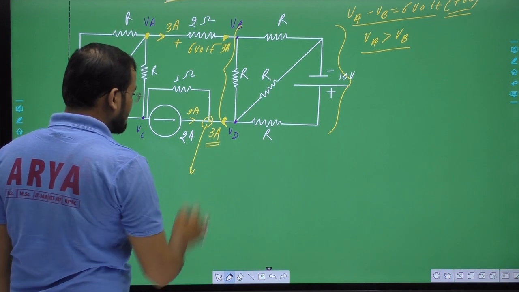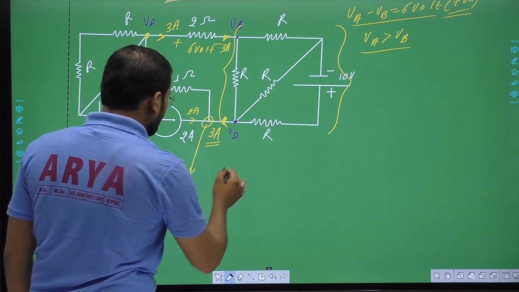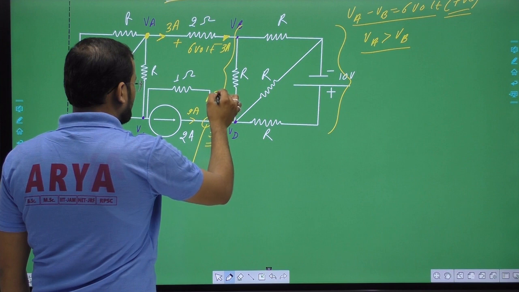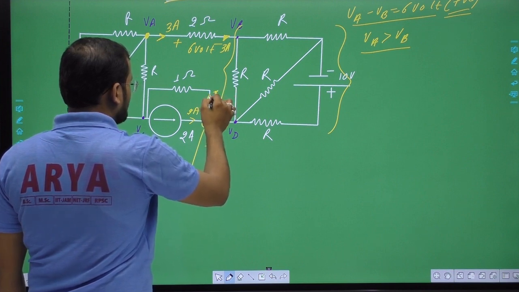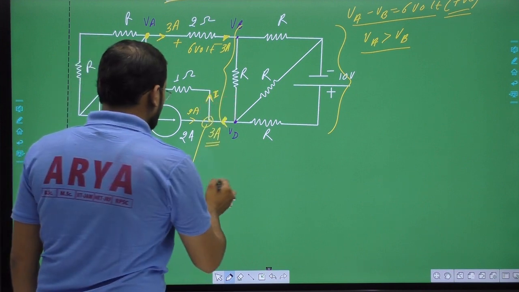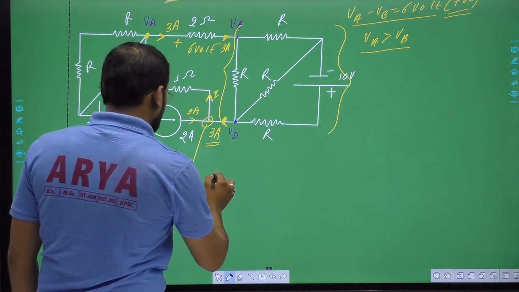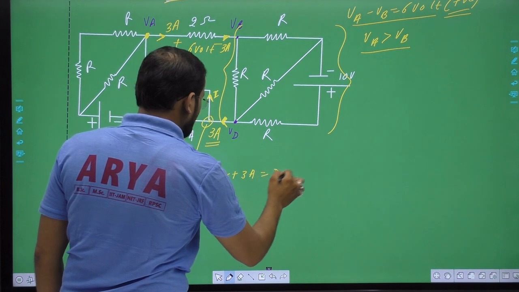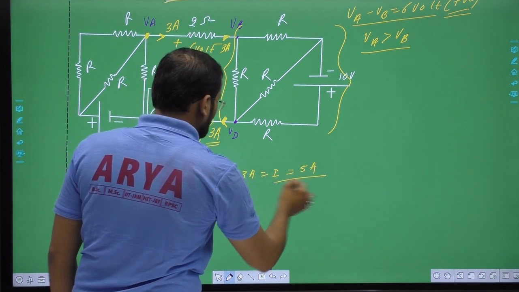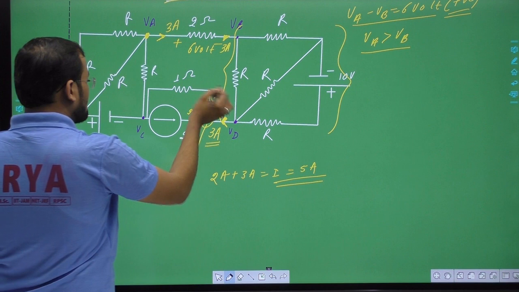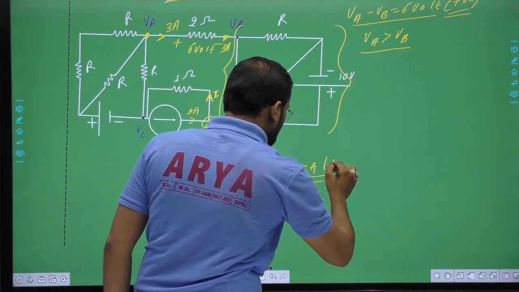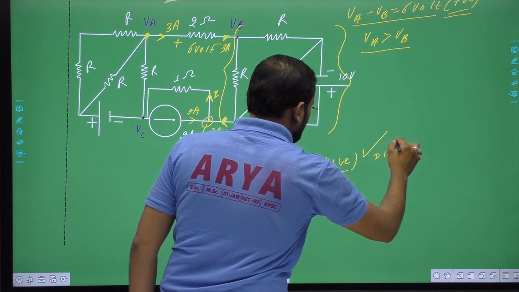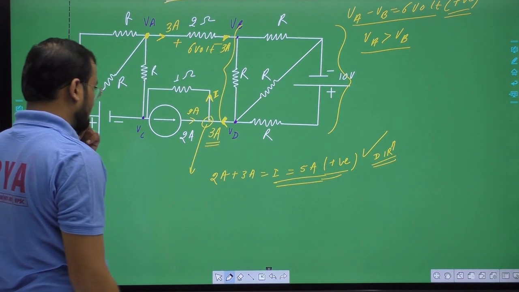then the current entering, and suppose I take this current as I in this direction. Then the current entering is 2 ampere plus 3 ampere, which is equal to the current leaving. So our I is equal to 5 ampere. What is the value of I? I is 5 ampere, and as it is positive, our assumed direction is correct.